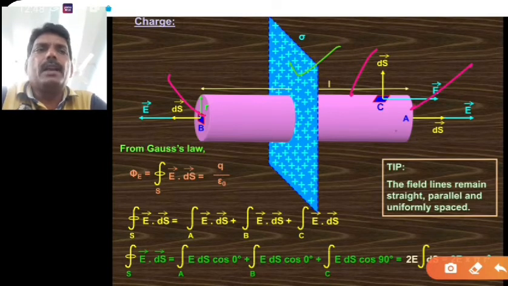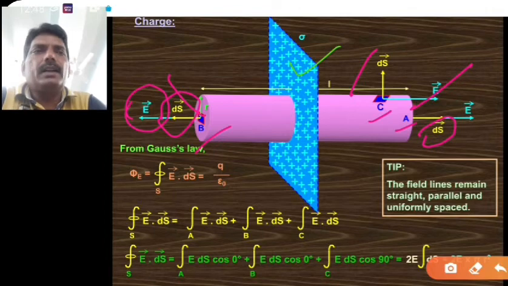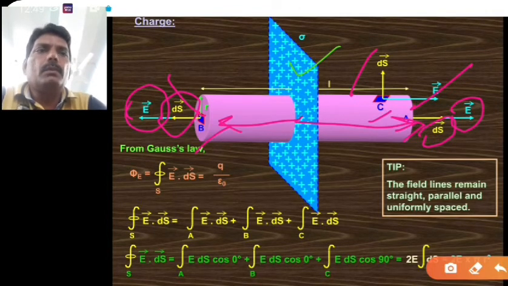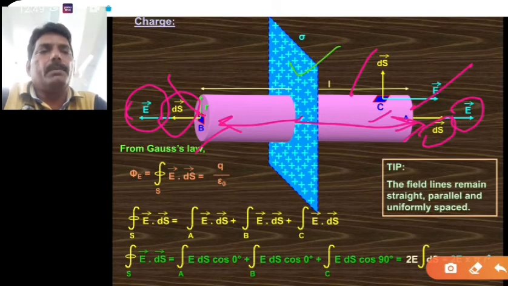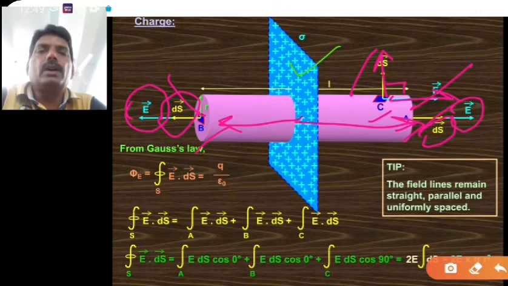So if you have A, B and C, these are the three surfaces. The area vector ds and the electric field vector coming from this charge sheet are parallel to each other on the circular faces. But on the other hand, the electric field going in this direction and the area vector of the curved surface are perpendicular to each other.